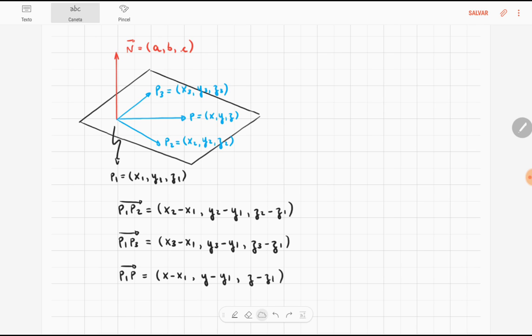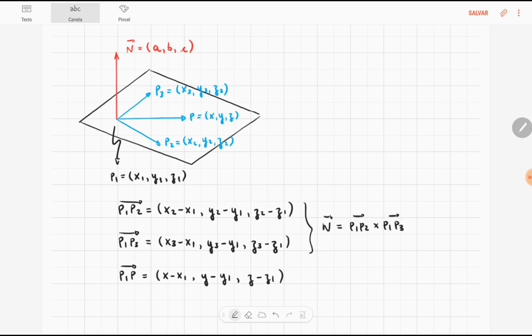We know that the cross product between vectors P1P2 and P1P3 is equal to vector n. So we know that vector n is the cross product between these two vectors. So it's easy to determine vector n.